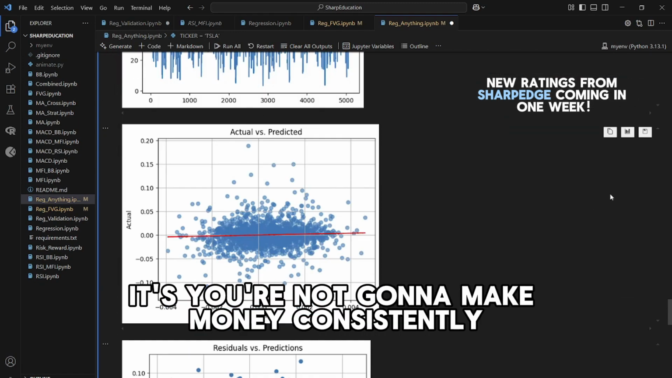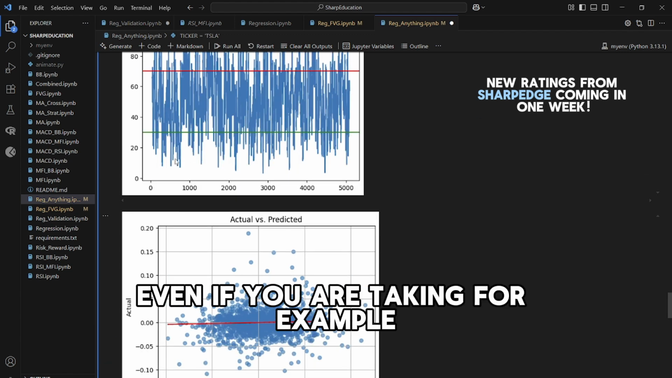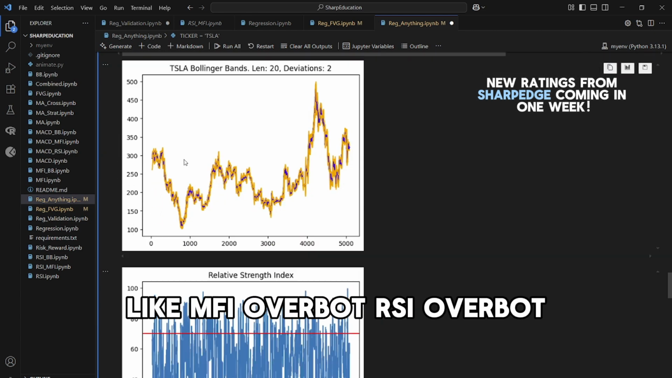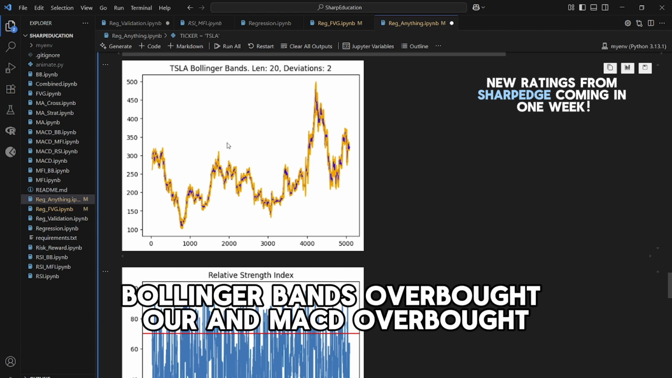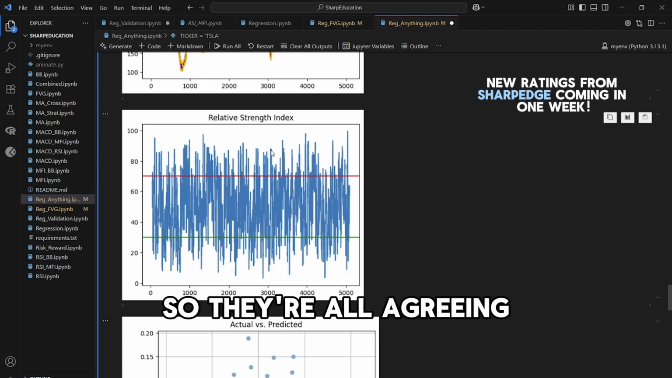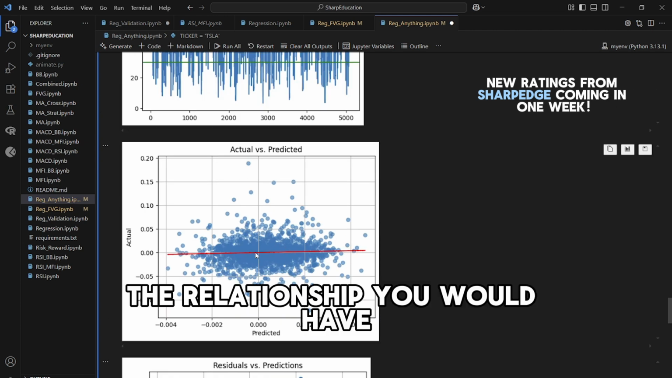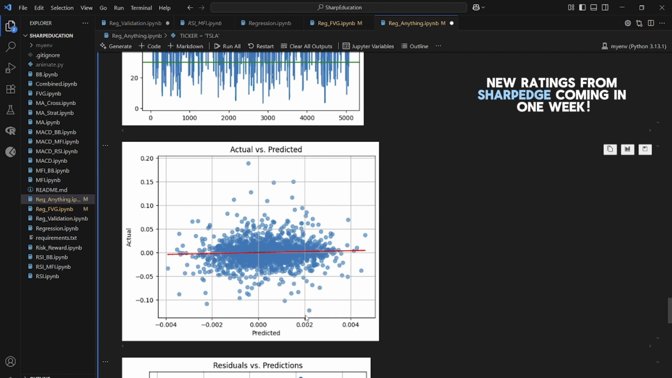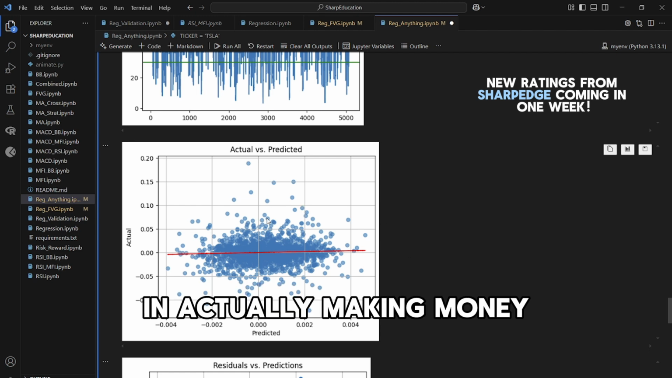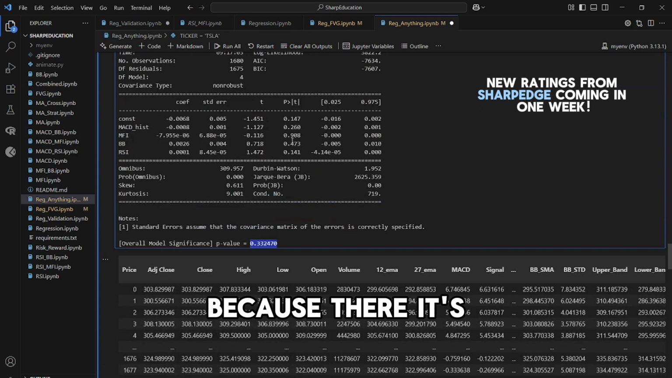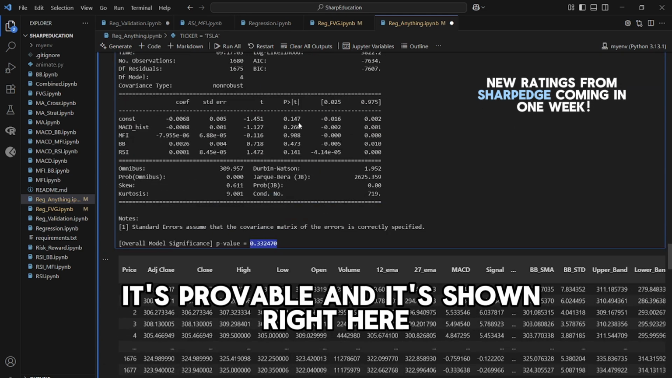You're not going to make money consistently, even if you're taking, for example, a case where all of these technical indicators agree, like MFI overbought, RSI overbought, Bollinger Bands overbought, and MACD overbought. So they're all agreeing. And even if you took that trade, the relationship you would have could scatter between any range here. You could not have any confidence in actually making money even when all of these are working together, because it's provable and it's shown right here.